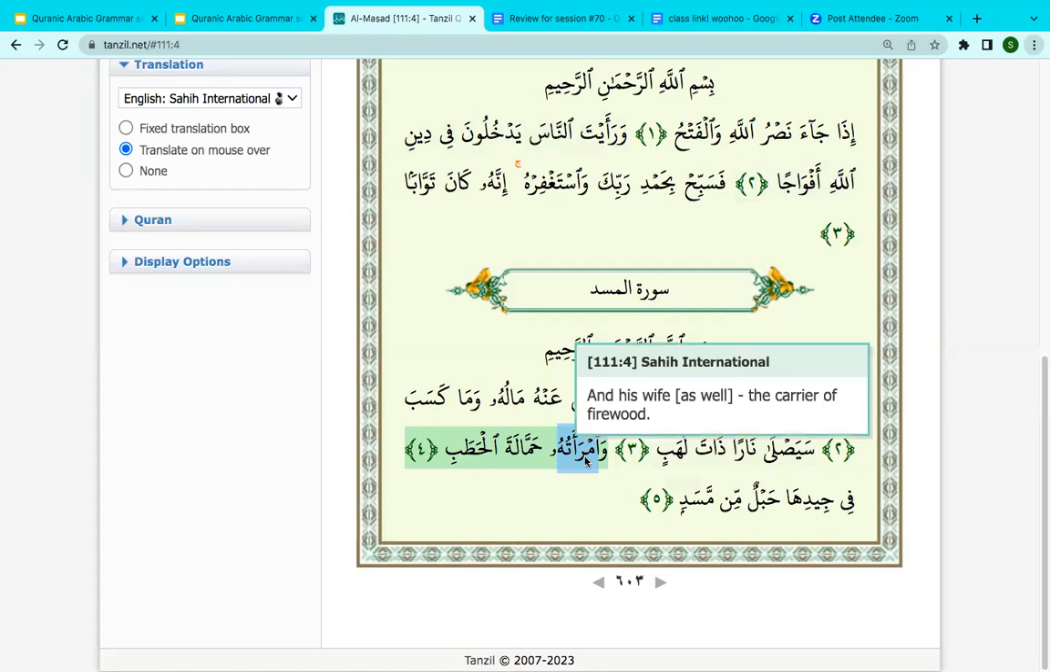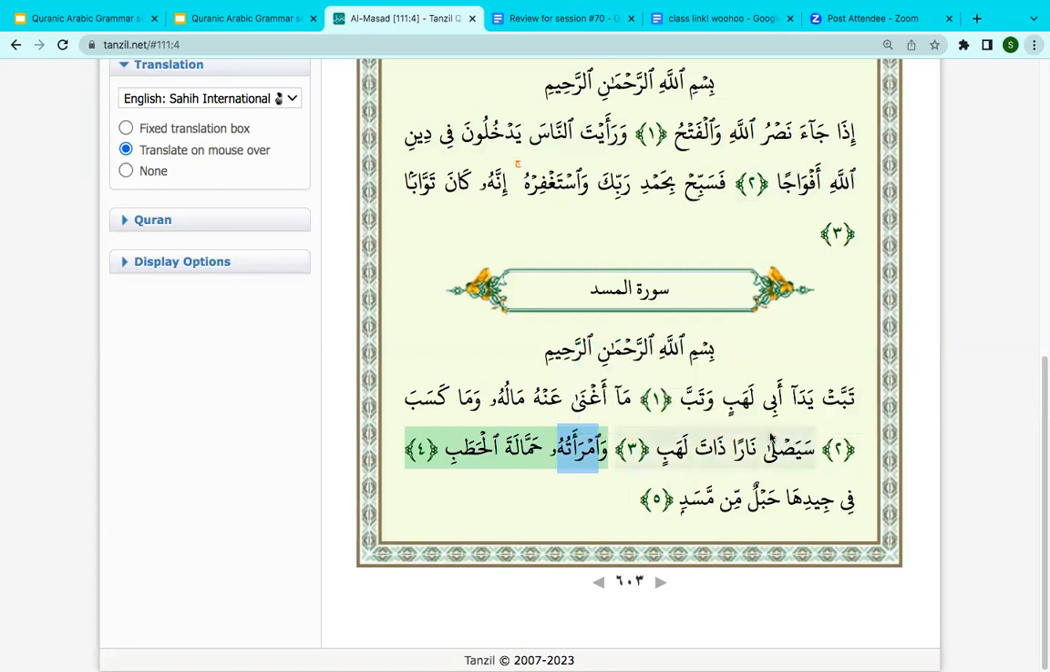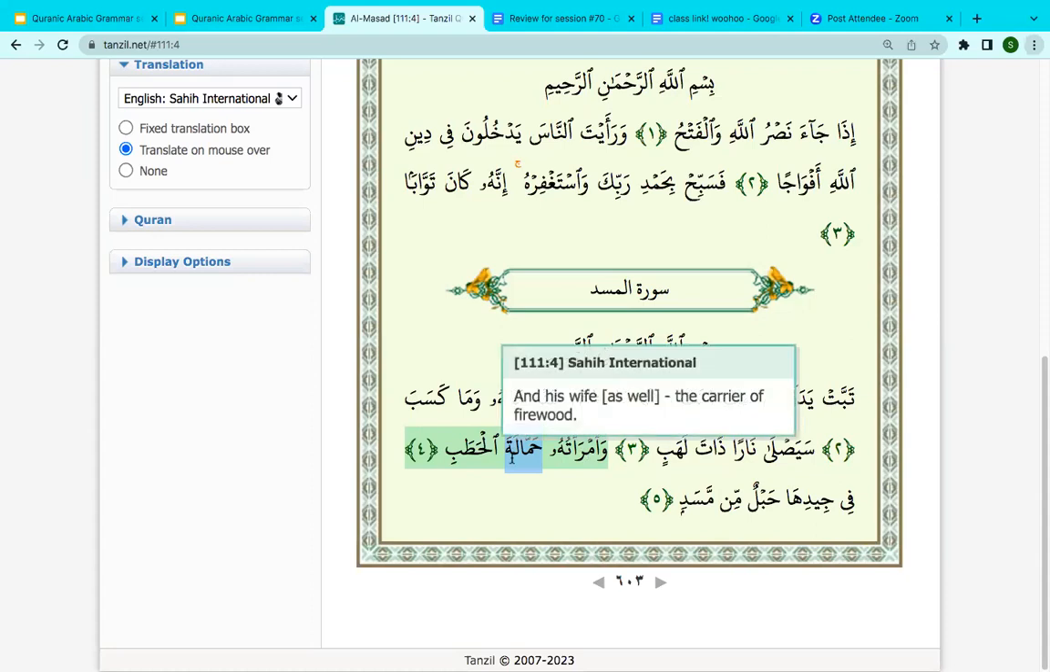Everyone with me? So now you are going to consider this together for now. I am going to teach you something that you will not find in Arab books, but just try it here. You see after wamra'atuhu hammalata, and you must have seen the translation here. The carrier of firewood. So if I tell you he will be made to enter the fire made up of burning flames, and his wife while she is carrying the firewood.